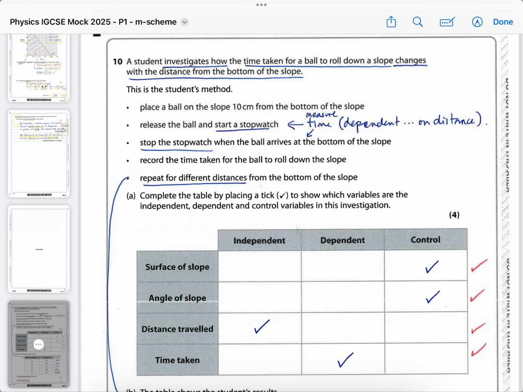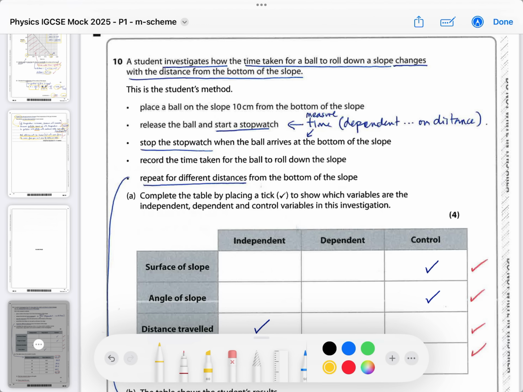So the next question is about investigation skills, and it tells you what the student's investigating. It says a student investigates how the time taken for a ball to roll down a slope changes with the distance that the ball starts from the bottom of the slope. In other words, they're changing the distance from the bottom of the slope.